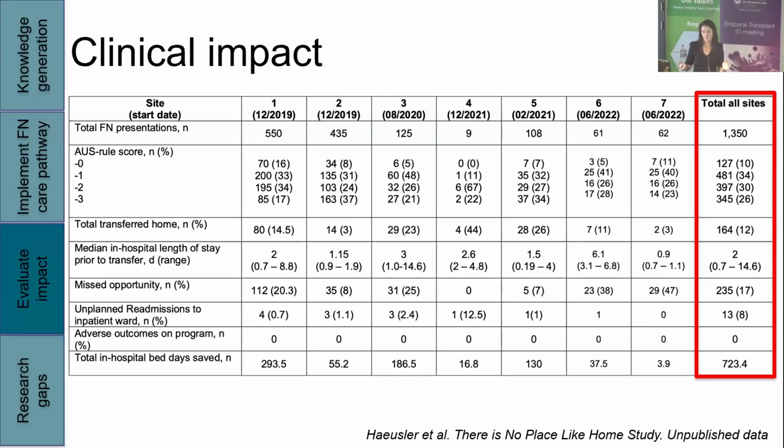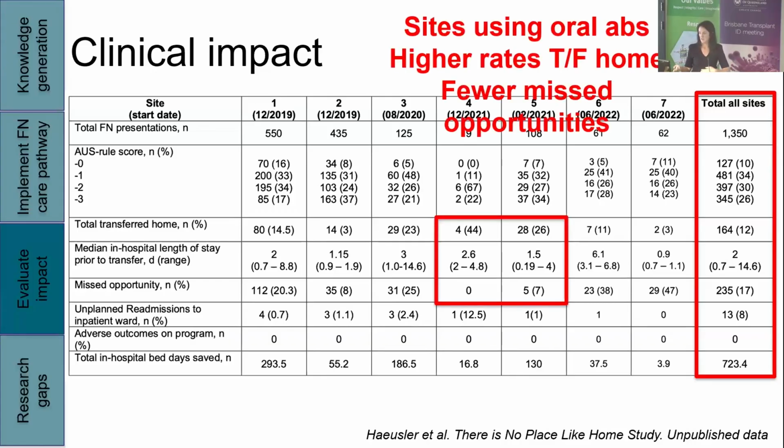And then we looked at total in-hospital bed days saved, equivalent to the time that the child would have spent in hospital. The hospitals could elect to send children home on oral antibiotics, a mixture of oral or IV, or all intravenous antibiotics, and utilise HITs. And interestingly, the two sites that were only oral antibiotics tended to have a higher proportion of children transferred home and much lower rates of missed opportunity, and reassuringly, no adverse outcomes in that group.